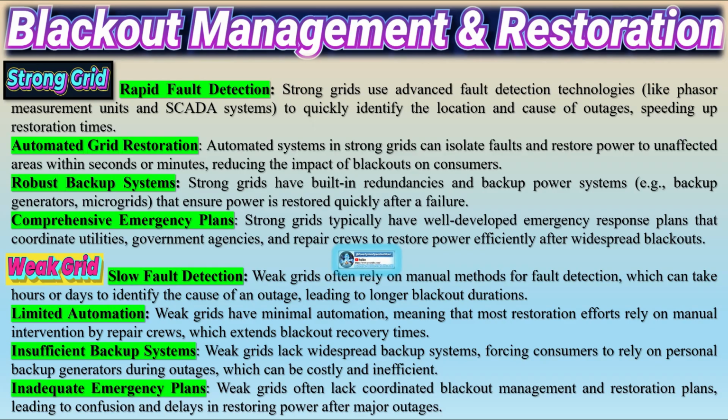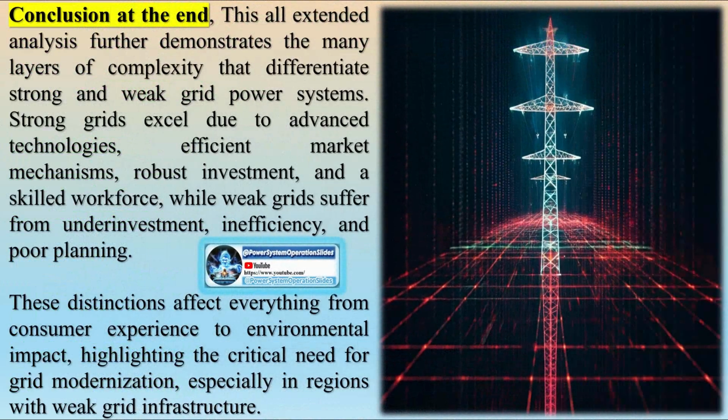Weak grids often rely on outdated or manual load forecasting techniques, resulting in frequent imbalances between supply and demand and increasing the risk of blackouts. Weak grids have little capacity for demand-side management programs, leaving them vulnerable to demand spikes that can overload the system and cause outages. Due to technological limitations, weak grids do not have real-time demand response capabilities, making it harder to manage demand during critical periods. Weak grids generally lack smart meter infrastructure, which limits the ability of utilities to collect detailed consumption data and hinders effective load management.